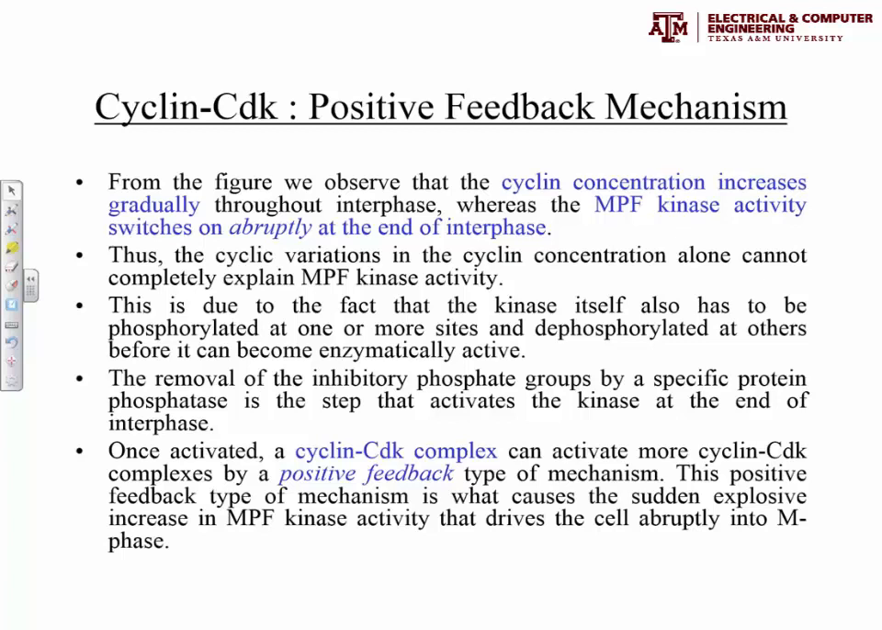This is due to the fact that this kinase itself, the cyclin-dependent kinase, has to be phosphorylated at one or more sites and dephosphorylated at others. The phosphorylation will be carried out by some other kinases, and the dephosphorylation will be carried out by some phosphatases. So this has to happen before it can become enzymatically active. And the removal of the inhibitory phosphate groups by a specific protein phosphatase is the step which will activate the kinase at the end of interphase.